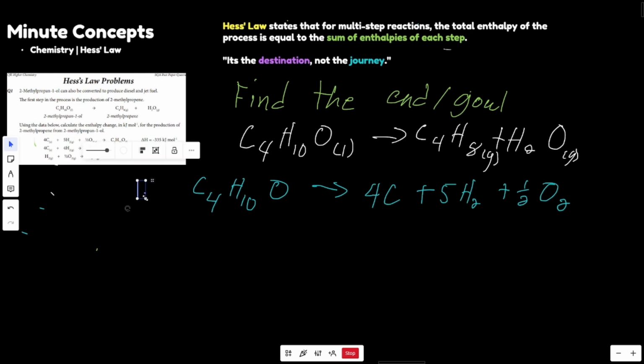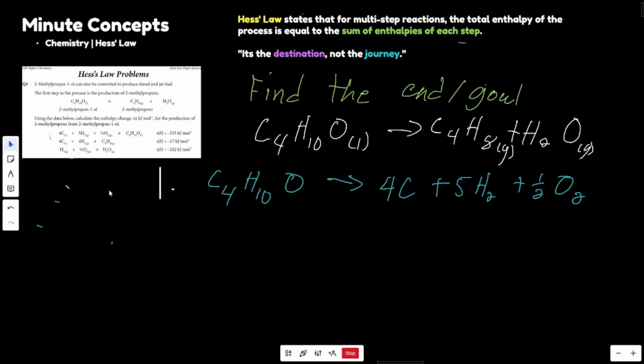Now, how about the enthalpy? The original enthalpy of the first step. Now, in the first step, it said that the enthalpy was negative 335 kilojoules per mole. Right? So, negative 335 kilojoules per mole. Now, we flipped the reaction though.